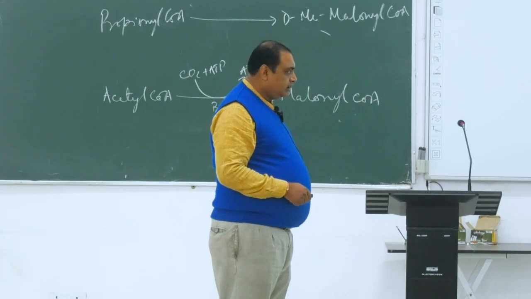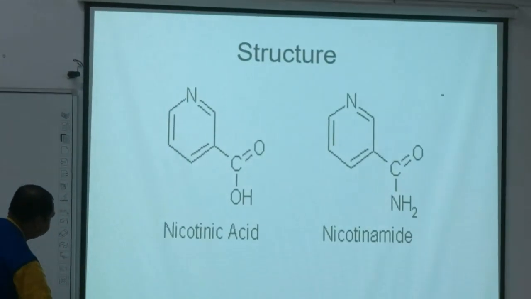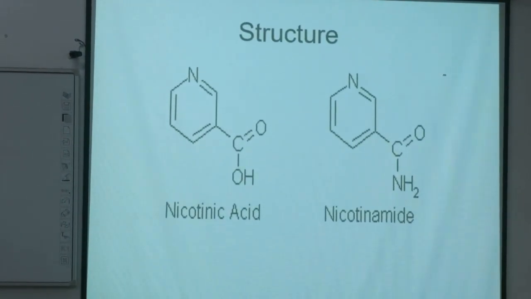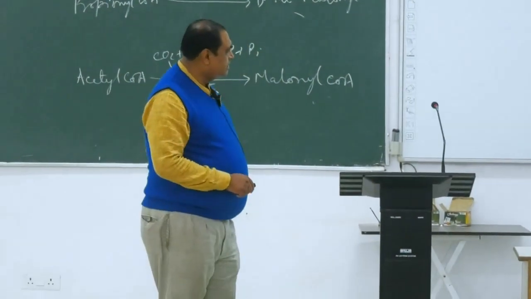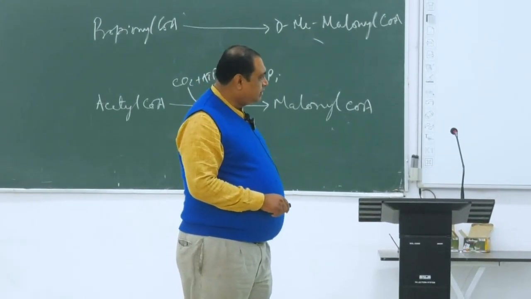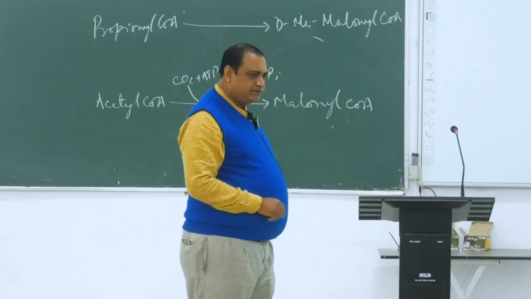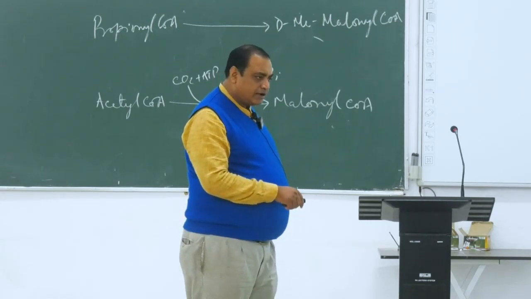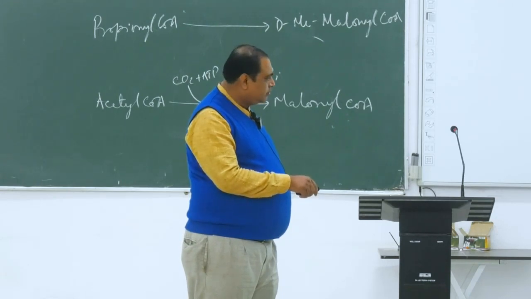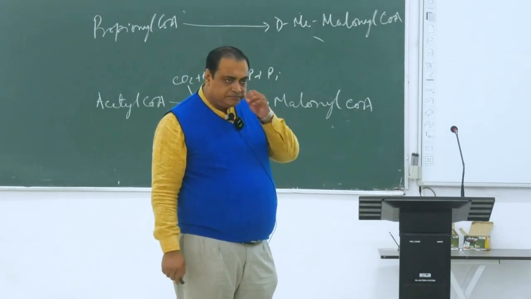Nicotinamide or niacinamide. Know the names first. Their structures are very easy to remember. This is pyridine, to which one carboxyl group is added, so it becomes nicotinic acid. When this group is combined with an amino group, NH2, it becomes an amide, so it becomes nicotinamide.